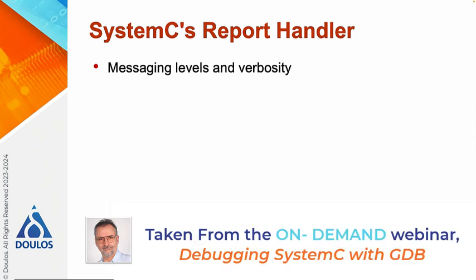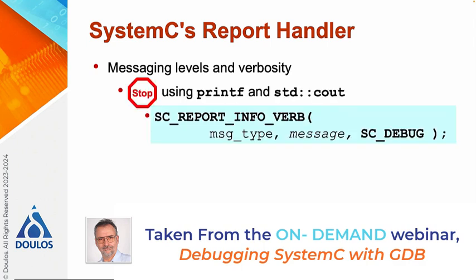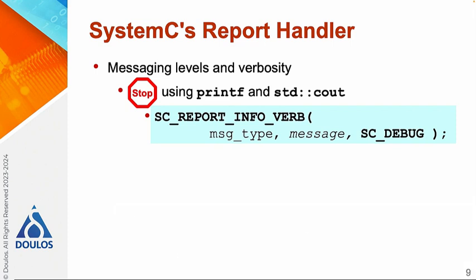So start out with SystemC comes with a built-in report handler. We have messaging levels and we have verbosity, right? So stop using printf and stop using standard cout. All right, there's two reasons for doing this. Actually, there's several reasons, but the major reason is, I/O is one of the single largest determinants of slowing down performance in your simulations. This even affects folks doing Verilog, VHDL, and so forth, but let's focus on SystemC here.